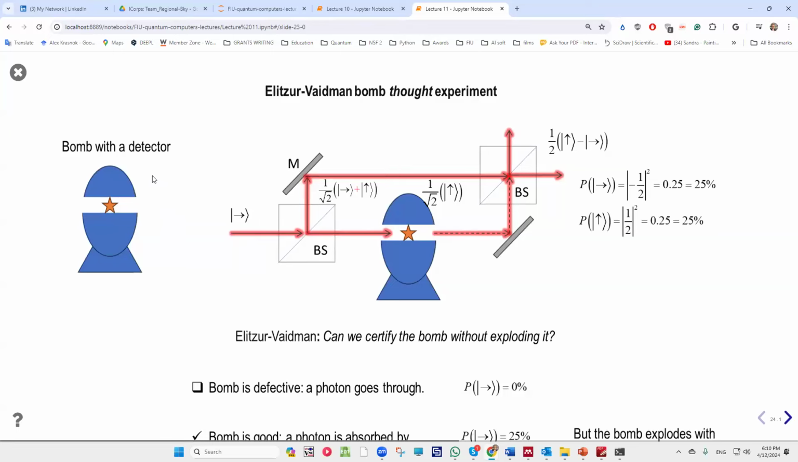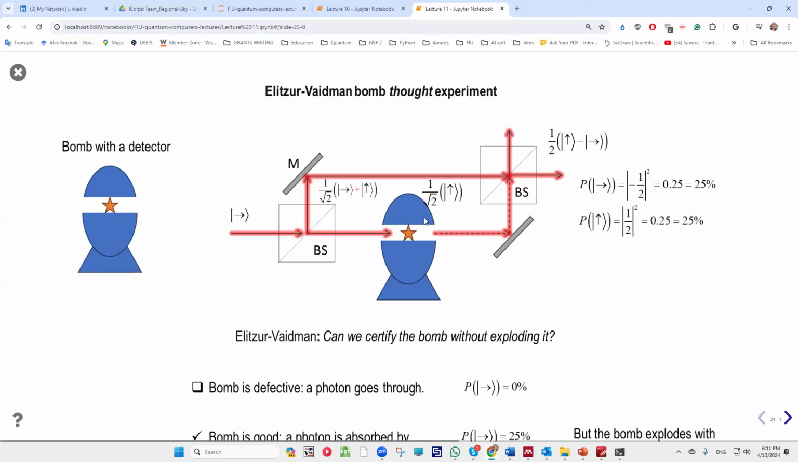Then we say that we have some large number of these bombs, and I need to figure out if the bomb is good or defective. The question is, can we do this analysis optically without the bomb being exploded? Without exploding the bombs? And the answer is yes.